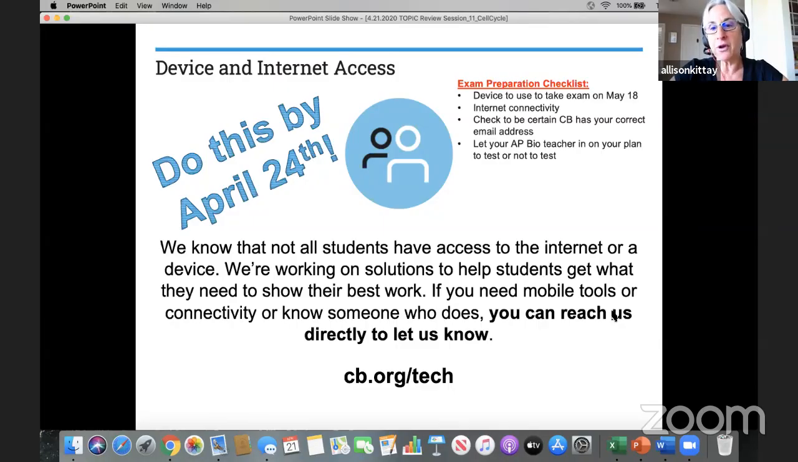Also, make sure that the College Board has your correct email address, and you can do this by checking your profile on AP Central. And then finally, let your AP Bio teacher in on your plans, whether or not you plan to take the test, just so that gives them an idea of how many students are actually going to be sitting for the exam, and also if you need any additional review for the exam.